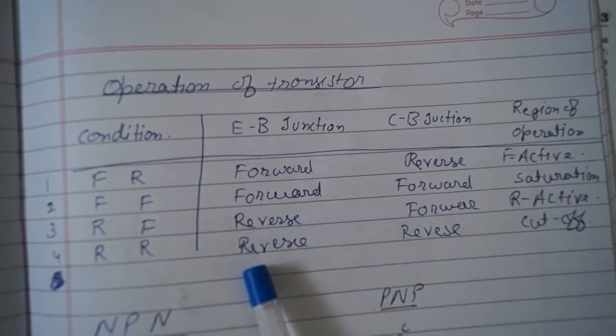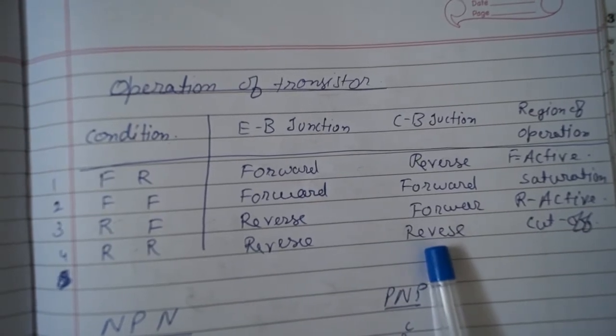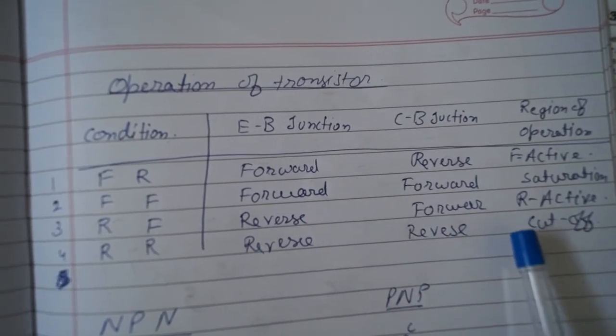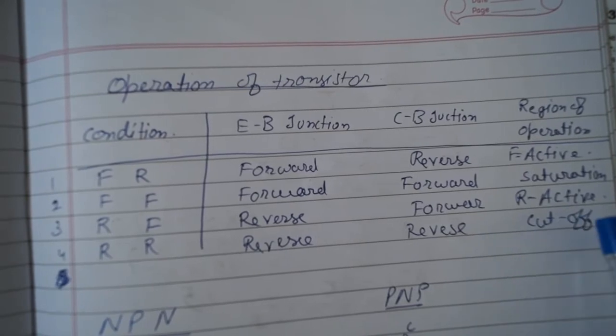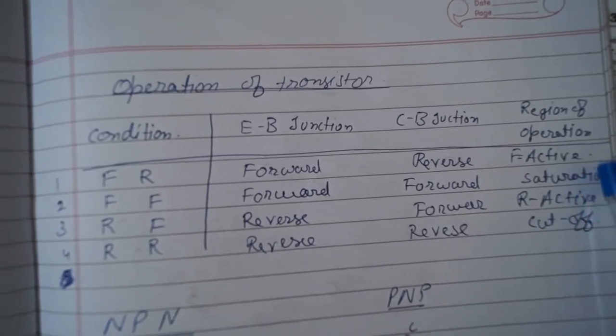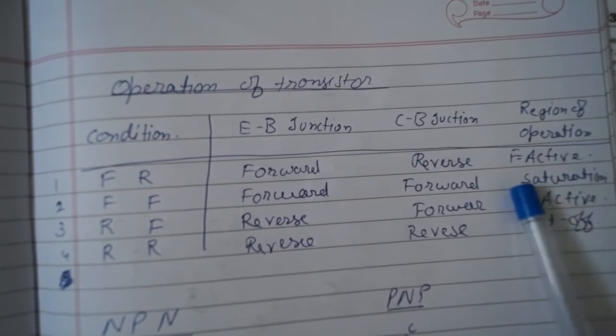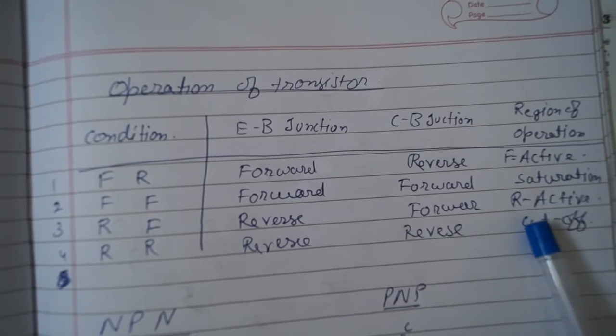And if the emitter base junction is reverse biased and the collector base junction is reverse biased, then the transistor mode of operation is cutoff mode. We usually use the cutoff mode, saturation mode and active mode. But there are reverse active, reverse saturation and reverse cutoff modes also.